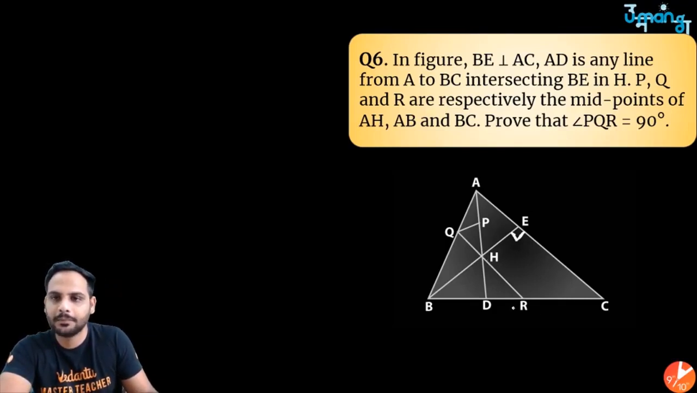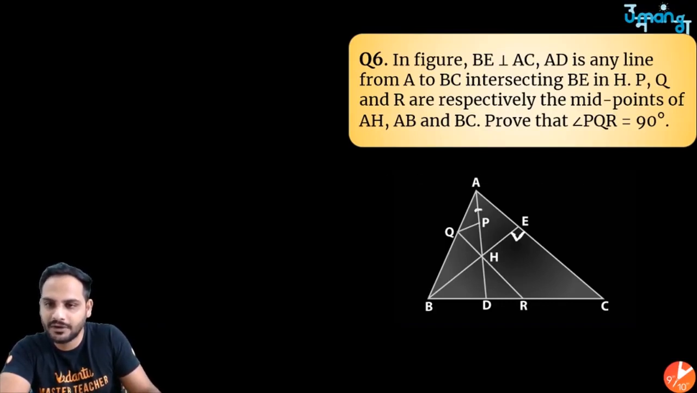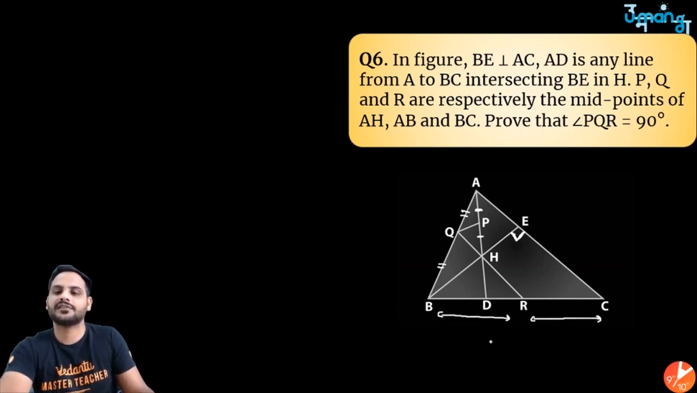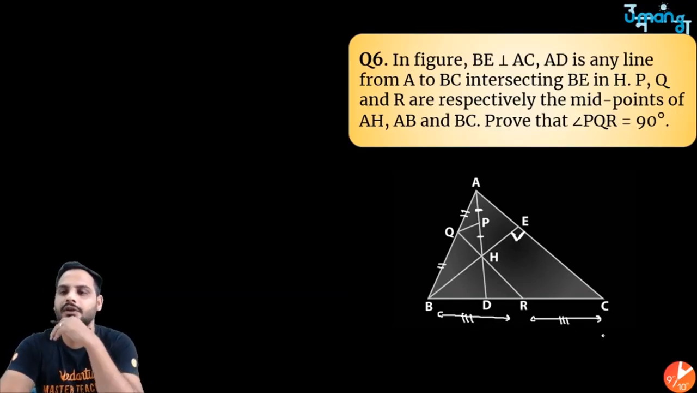हाँ. P, Q and R are respectively the midpoints of AH, AB and BC. P जो है बेटा that is the midpoint of AH, Q is the midpoint of AB, तो Q is the midpoint of AB and R is the midpoint of BC, तो ये BR is equal to RC. ठीक है. R is the midpoint of BC. ठीक है. This is what is given.